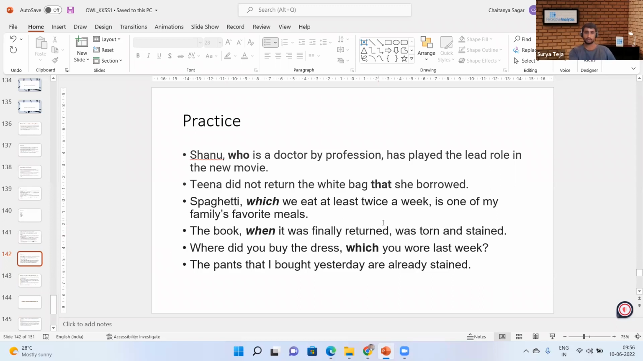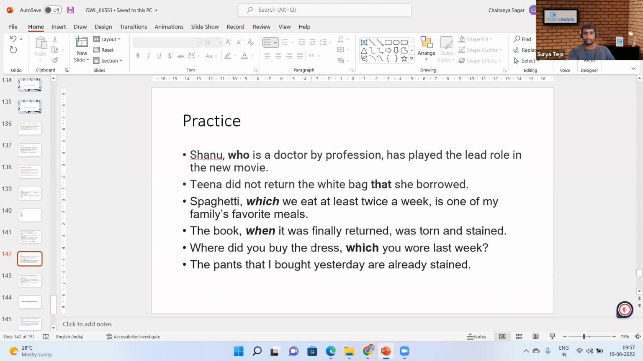So because it is not essential or crucial, that's why we have separated it with a comma. "When it was finally written" would be the appropriate one. So "when" becomes the correct relative pronoun here. And we'll move to the fifth example.